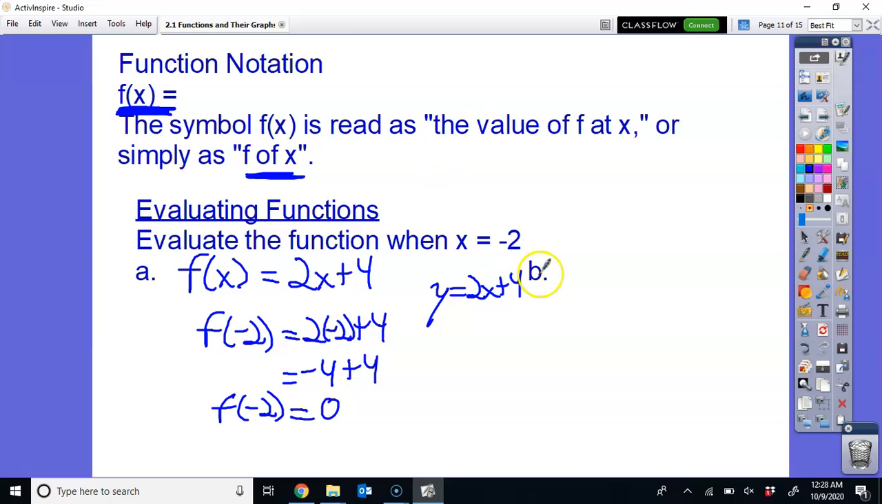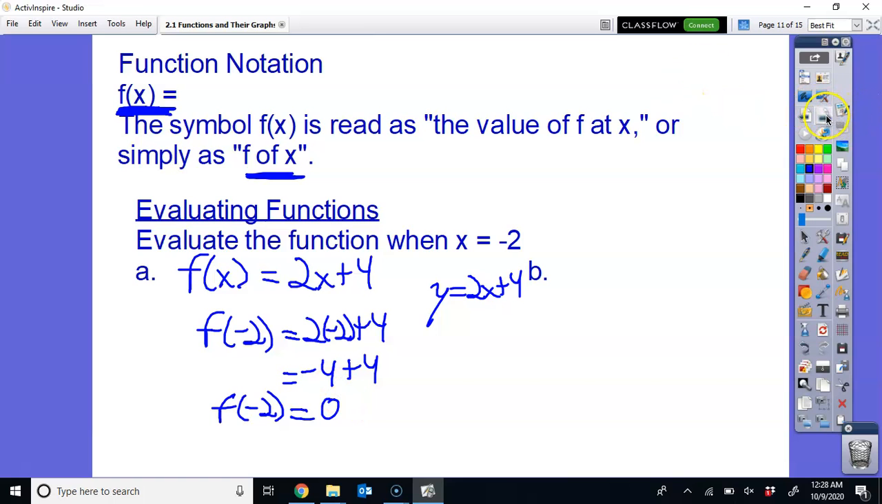Notice, if I plugged in -2 again, I'd still get 0. That's the whole idea behind the function, saying each input only has one output. So don't get bogged down too much by this.